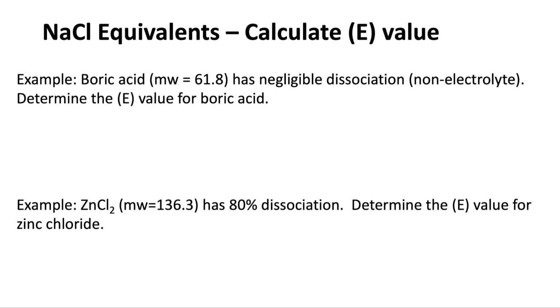So the question is important. It says, boric acid that has a molecular weight of 61.8 has negligible dissociation. We'll treat it again like a non-electrolyte. Determine the E value for boric acid. All right, so how much sodium chloride is equivalent to 1 gram of boric acid? That's what we're asking. Not how much sodium chloride is in the boric acid, but when we dissolve the boric acid, that amount, 1 gram of boric acid, would produce the same osmotic force as how much sodium chloride.